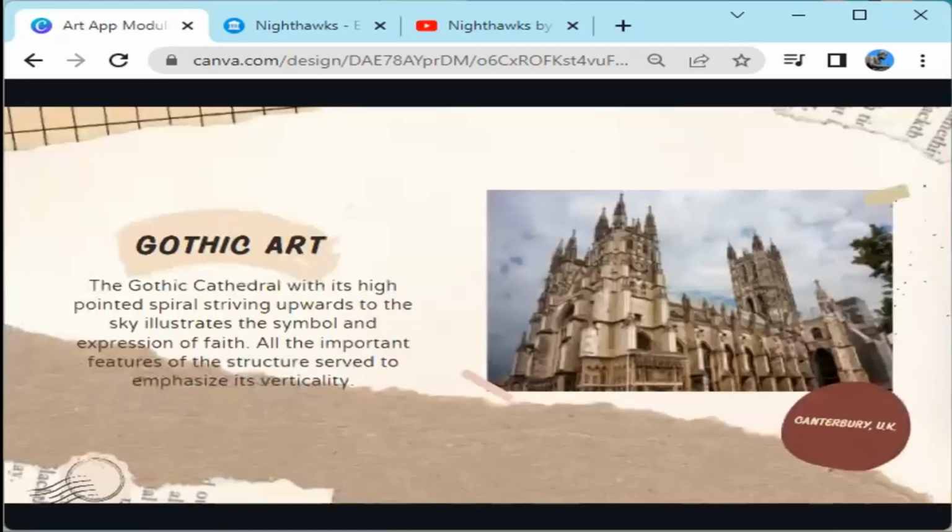And then you have another Gothic architecture na yung mga Gothic cathedrals, no? Ang mga Gothic cathedrals with its high pointed spires striding upwards to the sky illustrates the symbol and expression of faith. All the important features of the structure serve to emphasize its verticality. This is what you see here in Canterbury, UK, a Gothic Cathedral. In the Philippines, we have San Sebastian Church as an example also of a Gothic architecture.